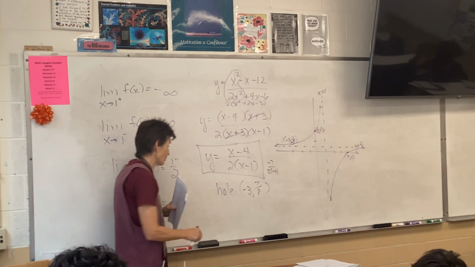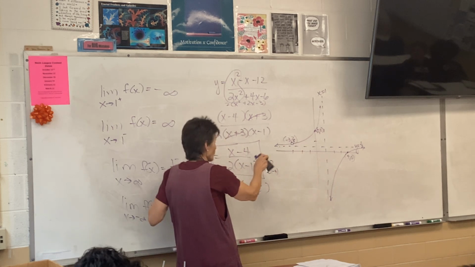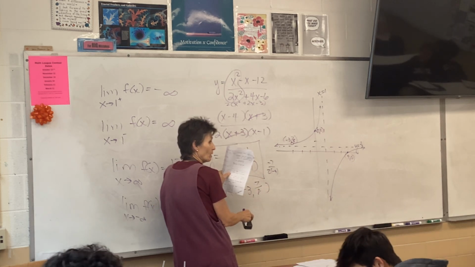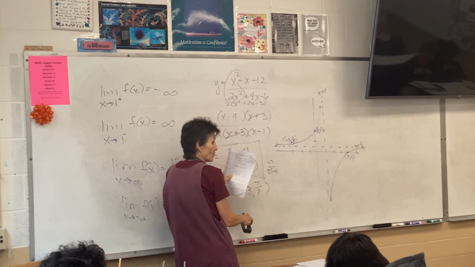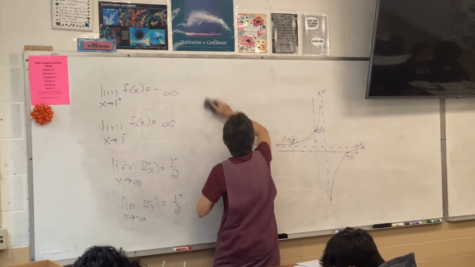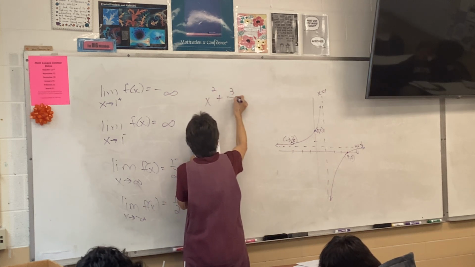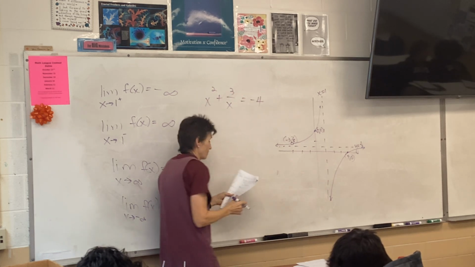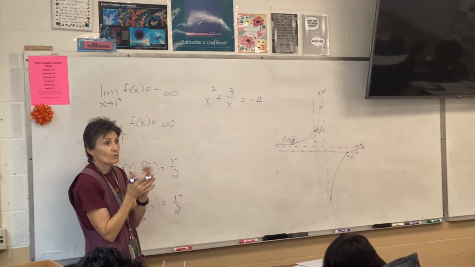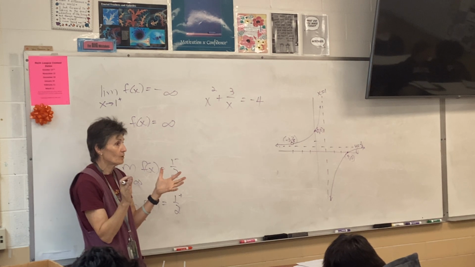11 is a calculator problem. All this, by the way, was no calculator. This will be on the white part of the paper. 11 will be on the green part. So you've got a calculator, full use of your calculator. You can do whatever you want to do.